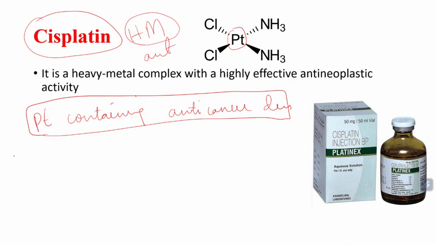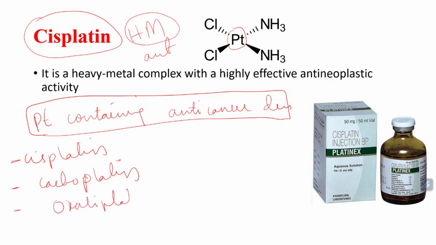In that, the first example is cisplatin, and the next example we have is carboplatin. All these compounds contain platinum in their chemical structure. Another example we have is oxaliplatin. So these are cisplatin, carboplatin and oxaliplatin. These are the best examples of platinum containing anti-cancer drugs. So let's begin platinum containing anti-cancer drugs with cisplatin.